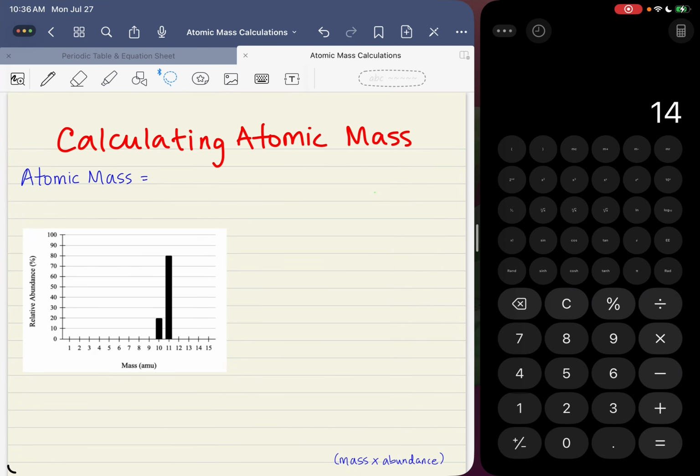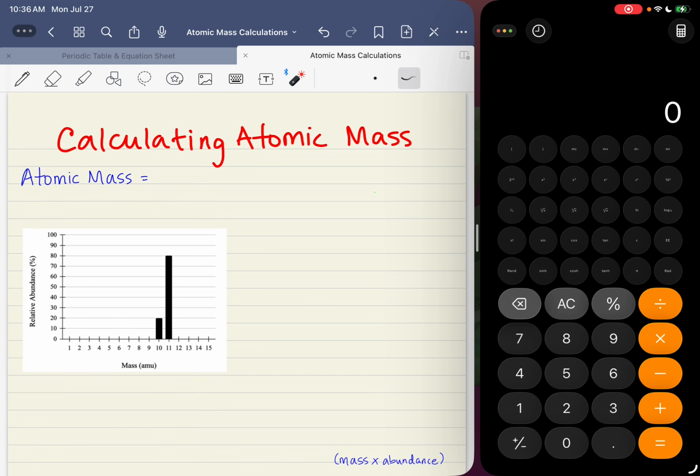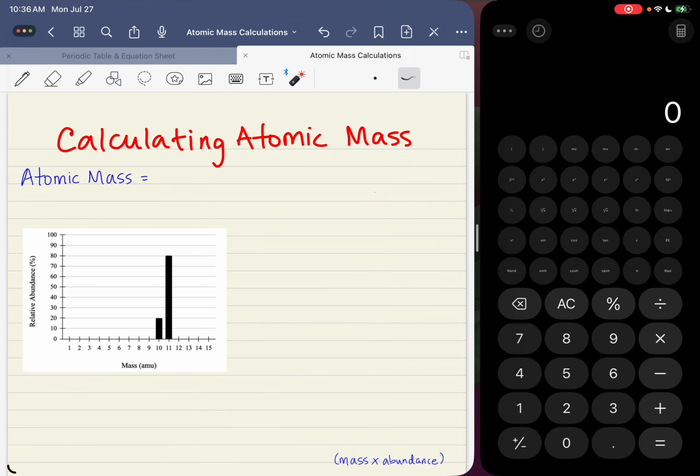So in this video, I'm going to show you how to use the data from a mass spectrum to calculate an element's atomic mass. You're going to need a calculator, so don't just assume that I'm doing it right. So make sure you have a calculator so you can also practice the calculations to make sure that we're getting the same answers in this practice.